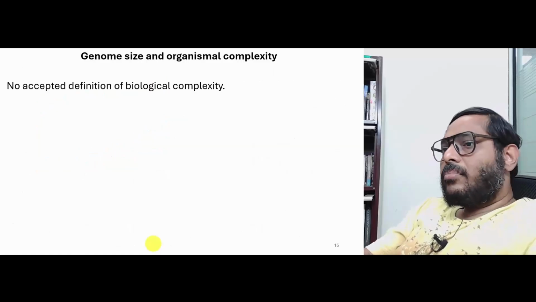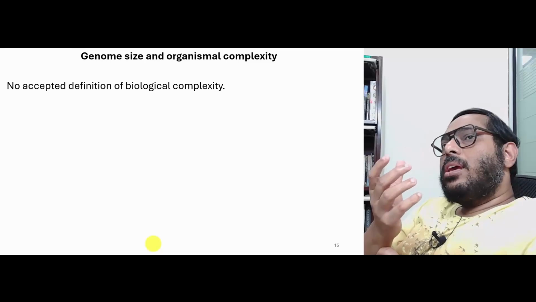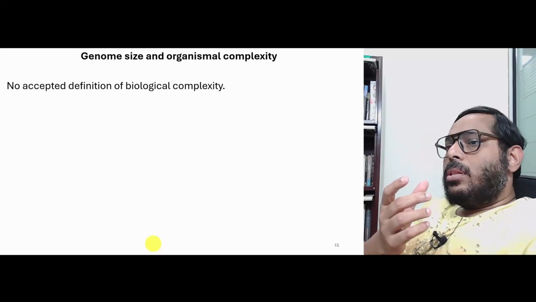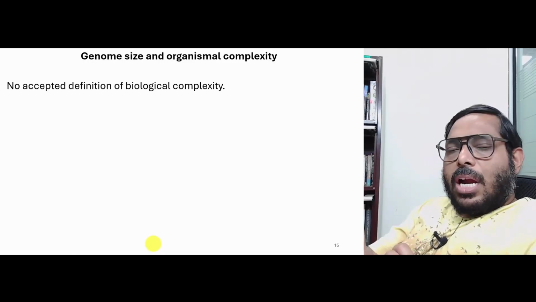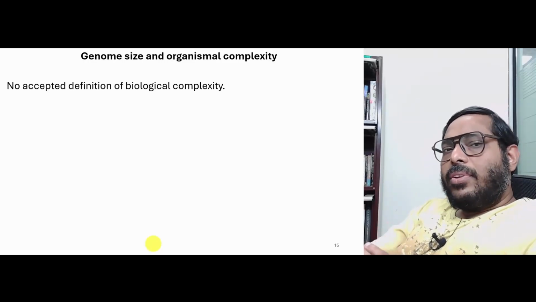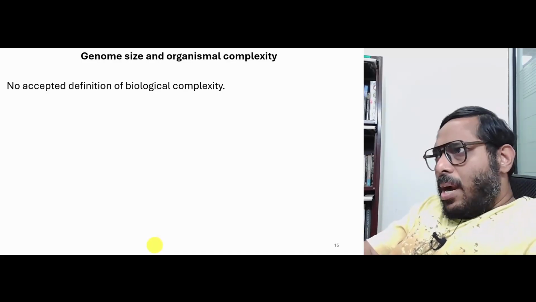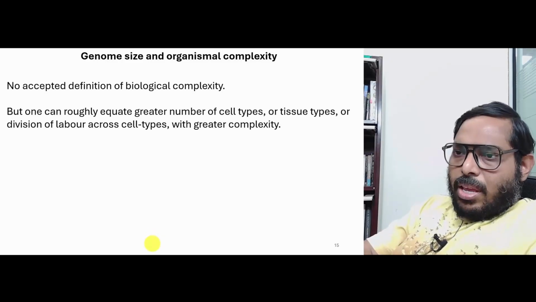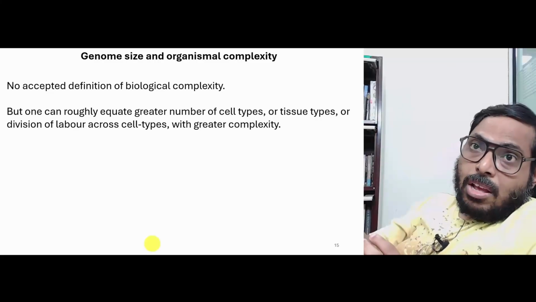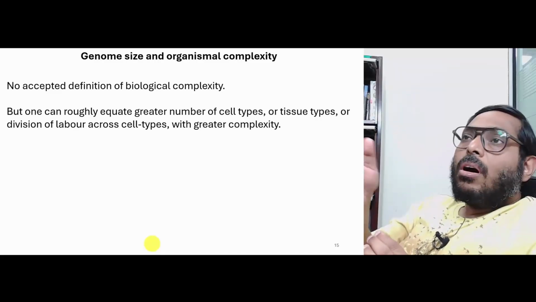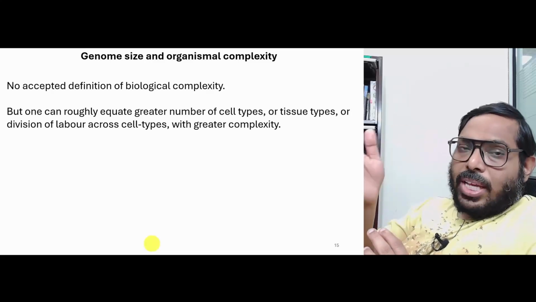Now, this brings us to a very important relationship between the genome size and the complexity of the organism. Let me start by saying that there is no accepted definition of biological complexity. In fact, there is no accepted definition of complexity to begin with. But for practical purposes, roughly you can think of those organisms which have, let us say, more types of cells, or more kinds of tissues, or organisms which have greater division of labor for various functions.